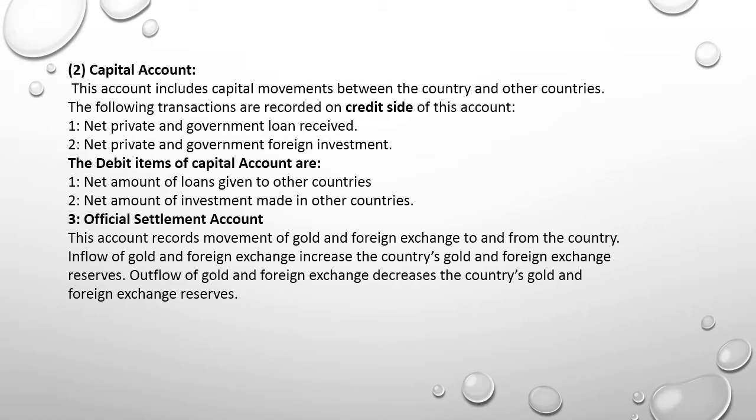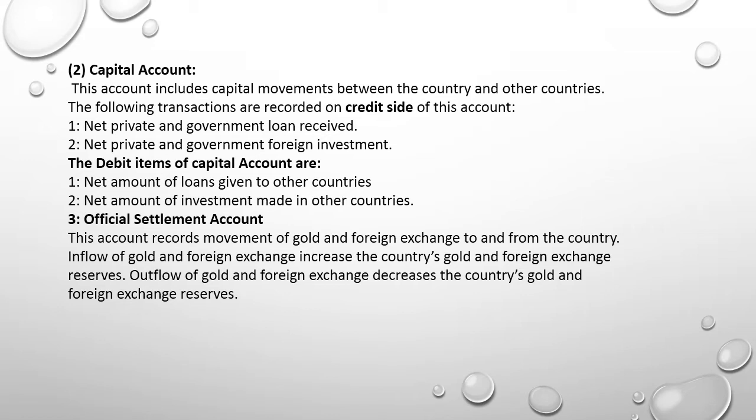Then the debit items of the capital account are just the reverse. That is, the net amount of loans given to other countries. If Pakistan gives a loan to other countries, then the capital will go out of the country and this will be a debit item in our capital account. Number two is net amount of investment made in other countries. If Pakistan starts any project in any other country, then the capital invested in that project will go out of our country and this will be a debit item of our capital account.